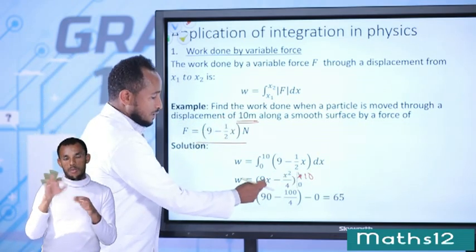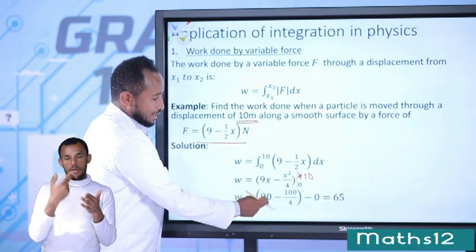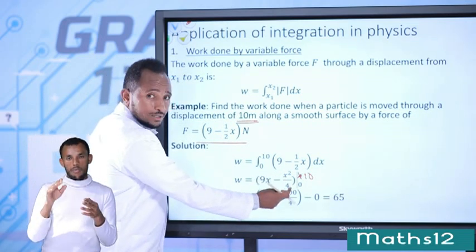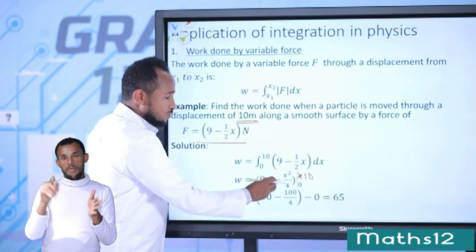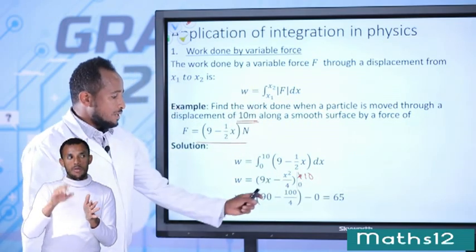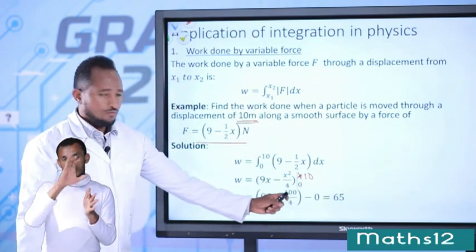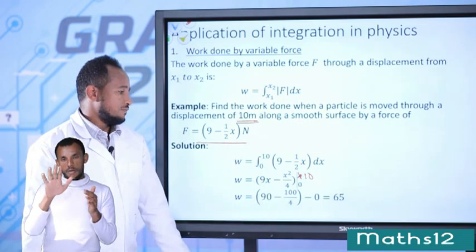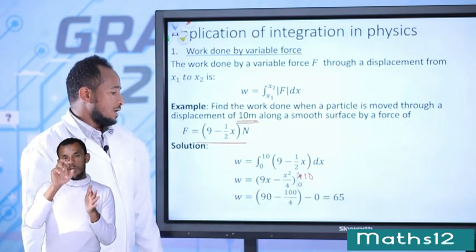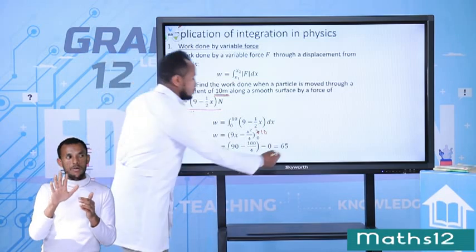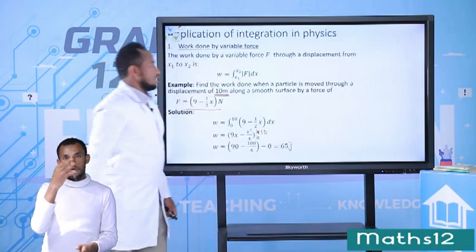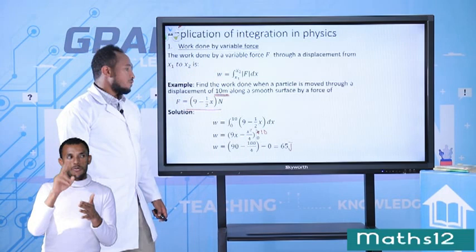When you put 10 here, 9 times 10 is 90. When you put 10 here, 10 squared is 100 over 4. Minus, when you put 0, the whole thing becomes 0. 90 minus 100 over 4. 100 over 4 is 25. 90 minus 25 is 65. So 65 joules of work will be done by this variable force.